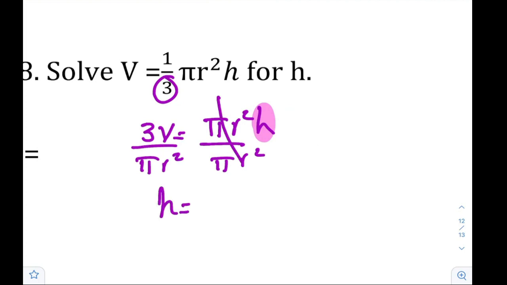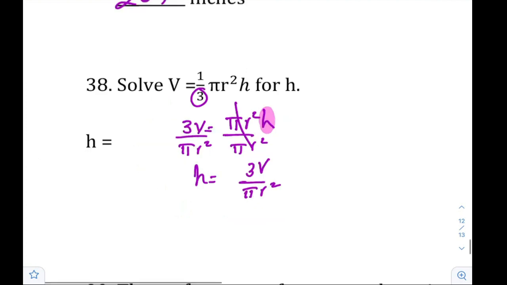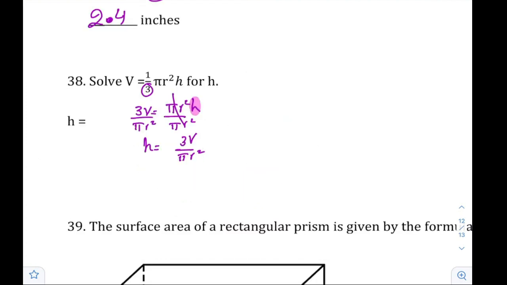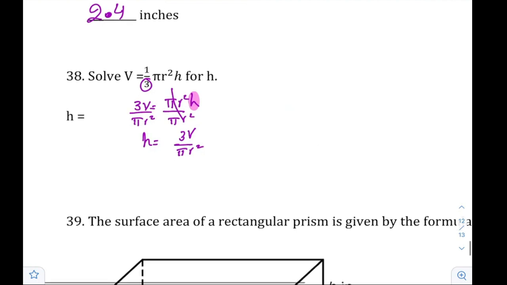So your H is 3V over pi r square. After you solve for H, is there anything to replace? Nothing. So you will leave it as this.